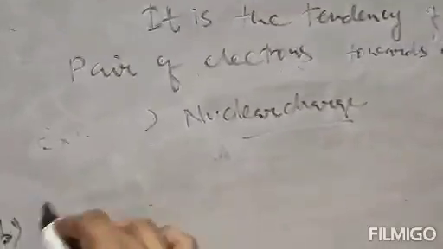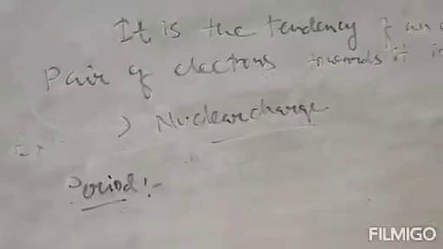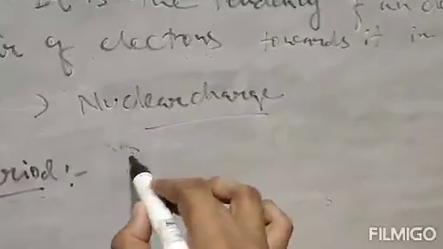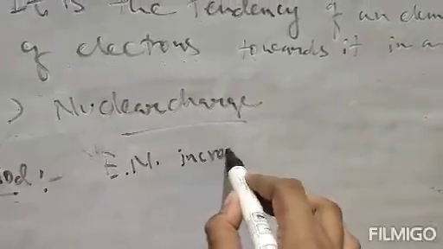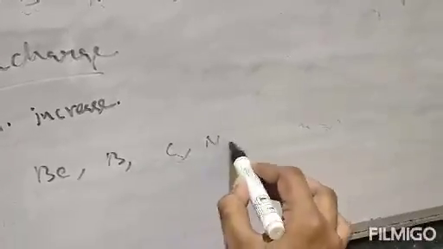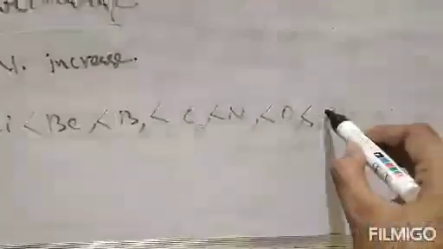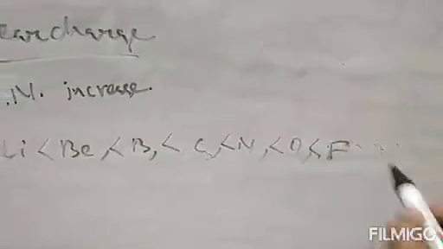If we see the variation in a period, electronegativity will increase along the period. That means for lithium, beryllium, boron, carbon, nitrogen, oxygen, fluorine, the electronegativity will increase in this order. Fluorine is the most electronegative element among these, and lithium is the least electronegative.